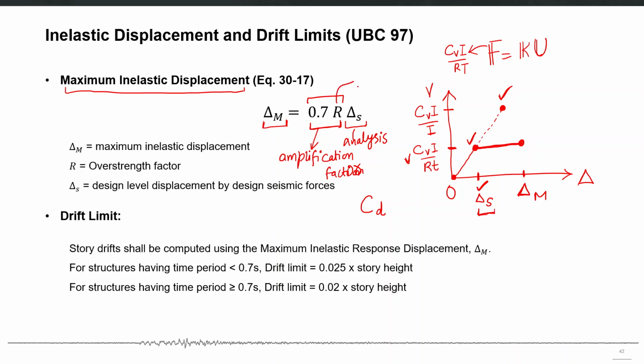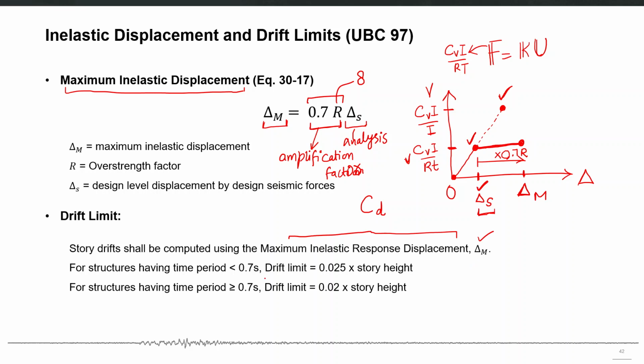So for example, if your R was 8, you have to multiply it with 0.7 to get some number and apply it to this delta S to get the delta M value. So the difference between delta S and delta M is the amplification factor, which is 0.7 into R in this case. And then you have to calculate the story drifts based on this maximum inelastic displacement response, and that is delta M.